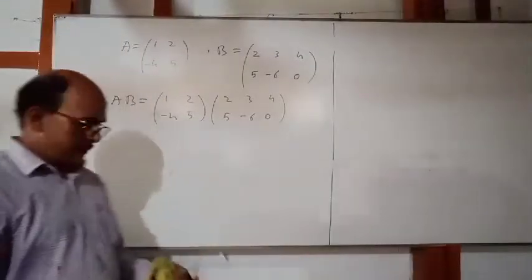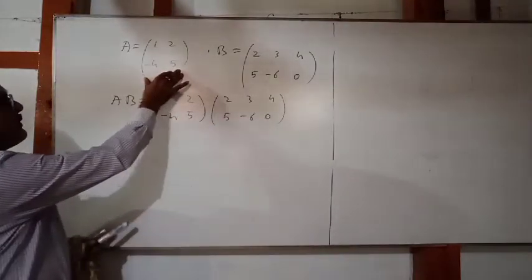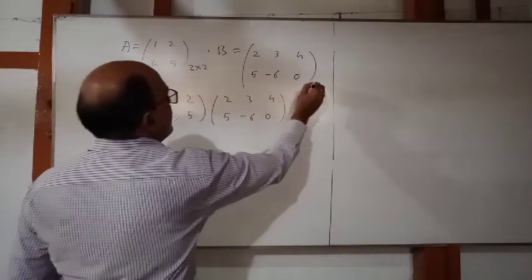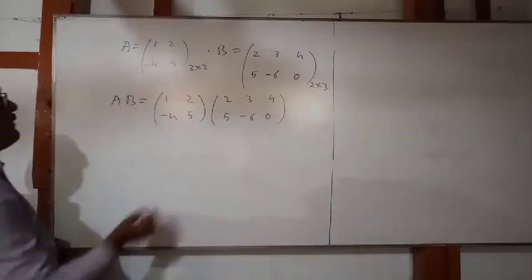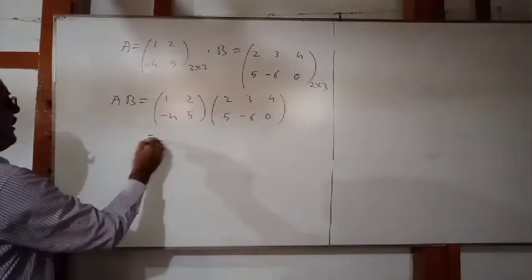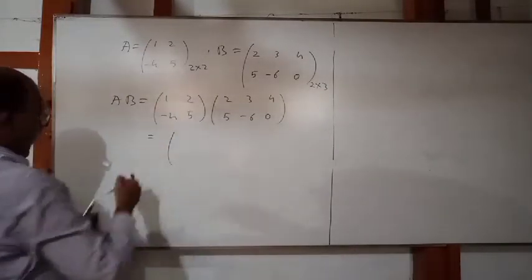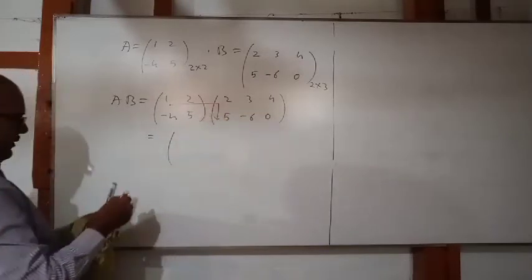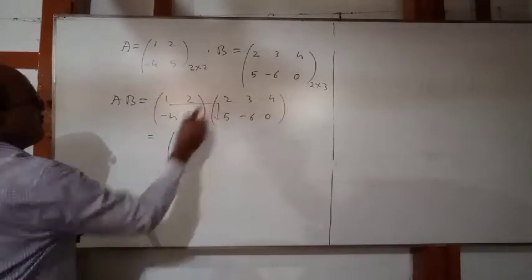Another example, let us see. This is a 2 by 2 matrix. This is a 2 by 3 matrix. So final answer will be 2 by 3. Answer will be a 2 by 3 matrix product. So answer will be first row, first column. If we draw like this, answers will be 1 into 2, 2.